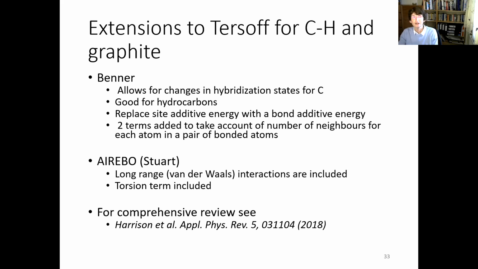Another one is the REBO potential, which actually includes van der Waals. So the original Tersoff potential could never really have modeled graphite because there are no van der Waals interactions. So all the planes would just have fallen apart. It also includes a torsion term. So there are more modifications than this, but those are probably the most famous ones. And again, anybody using these types of potentials, I would very strongly recommend to read this review to see all the different options that you can choose for these particularly covalently bonded materials.